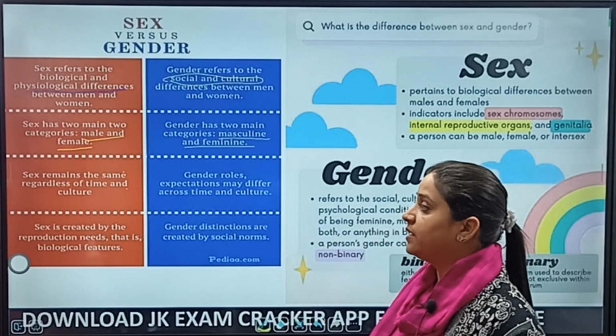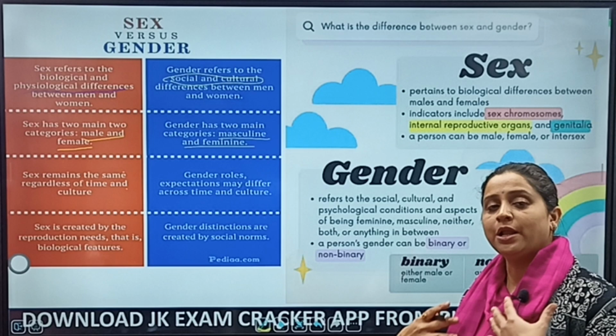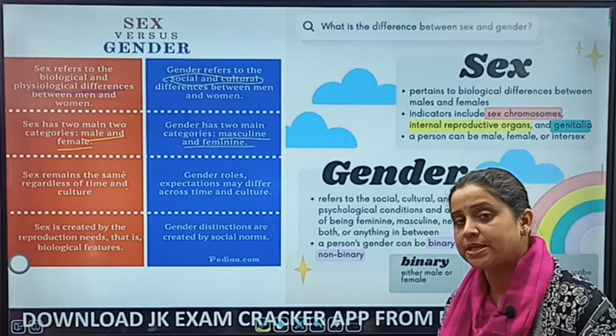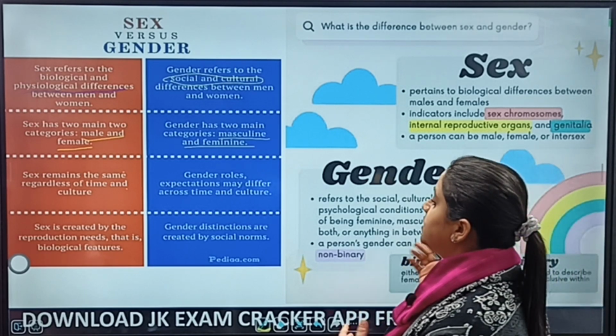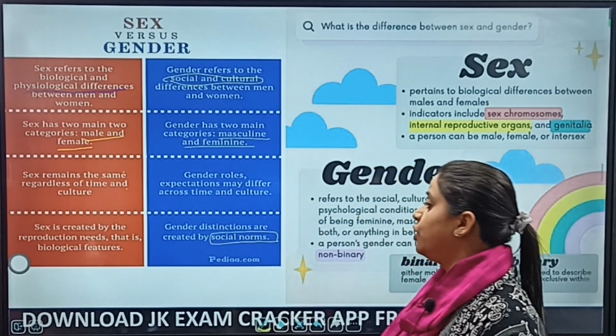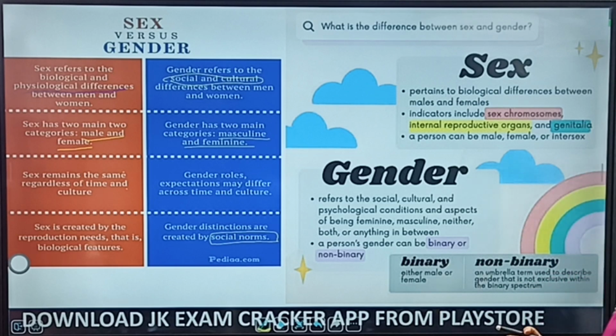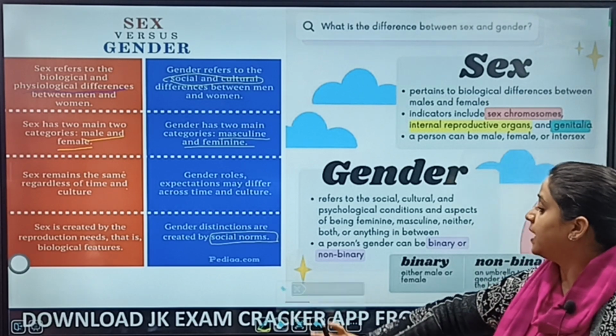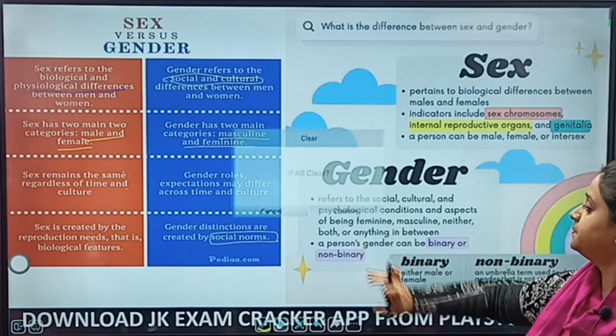Sex is created by the reproduction needs, that is, the biological features of the person decide what our sex is, and gender distinctions are created by the social norms. Social norms create the differences between the genders. Fine, these pictures you may go through in your PDF and have a better and starker clarity of the difference between sex and gender.